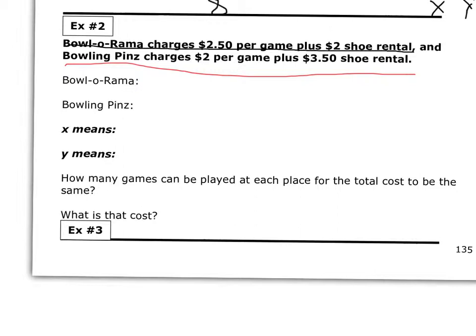Now we know that Bolorama, what do they charge up front? What do you have to pay every time? You're going to have to pay your $2 shoe rental. So we have y equals, and we know that we're going to have to pay $2 for shoe rental. Okay, but what about Bowling Pins? How much do they charge you for shoe rental? Well, it looks like they charge you $3.50, so you know that's the initial price, or the y-intercept. Okay, so there's your y-intercepts.